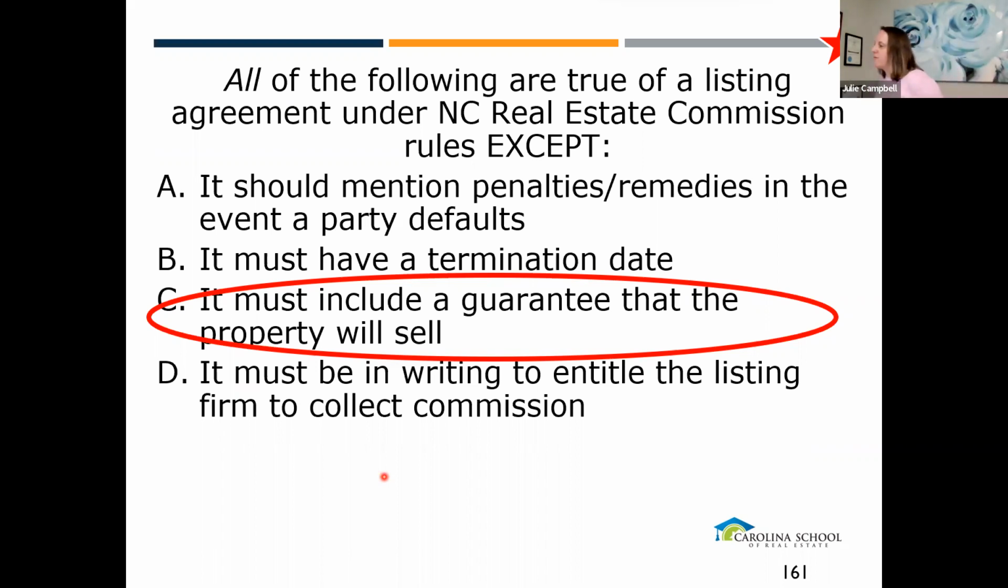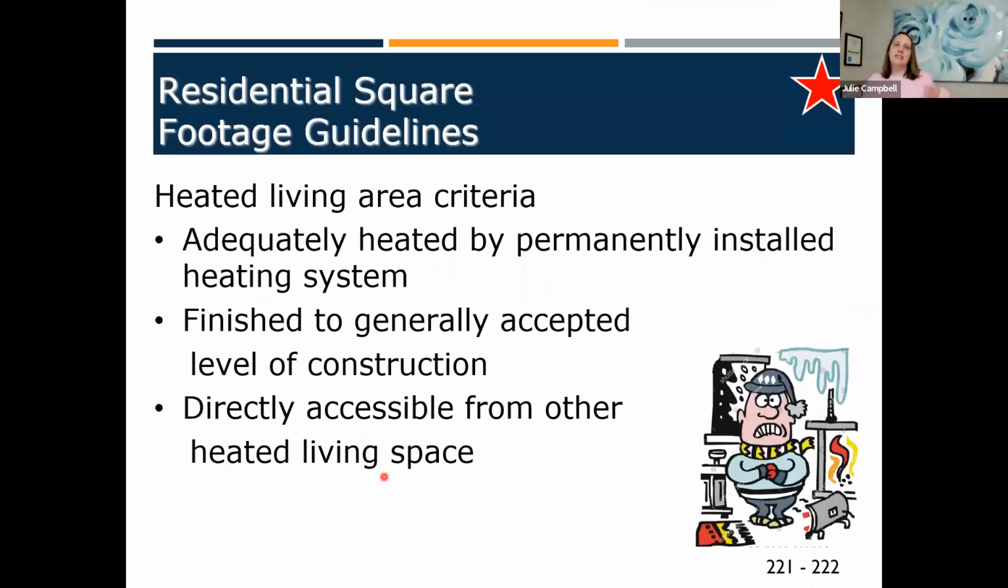Okay, so picking back up on page 221, we're going to talk a little bit about how we can determine square footage. When we are determining square footage, what we are looking for is heated living area. Could be total heated square footage, could be total heated living square footage. Not all space under the roof is going to qualify for heated living area criteria. Not all space under the roof is going to qualify for total heated square footage.